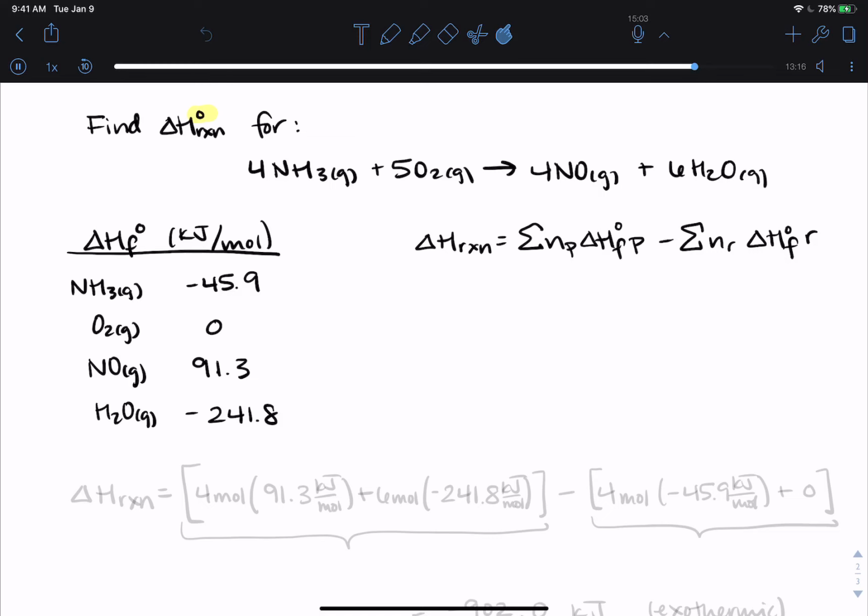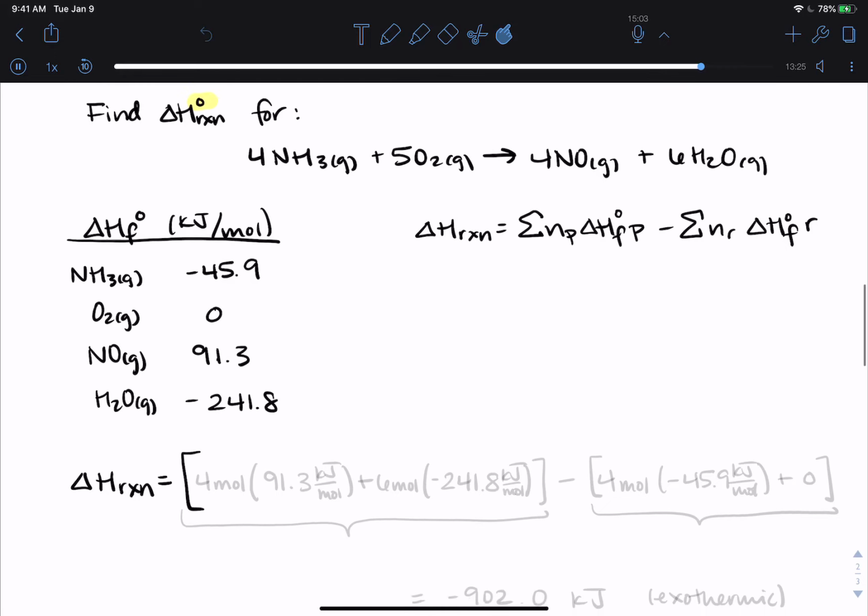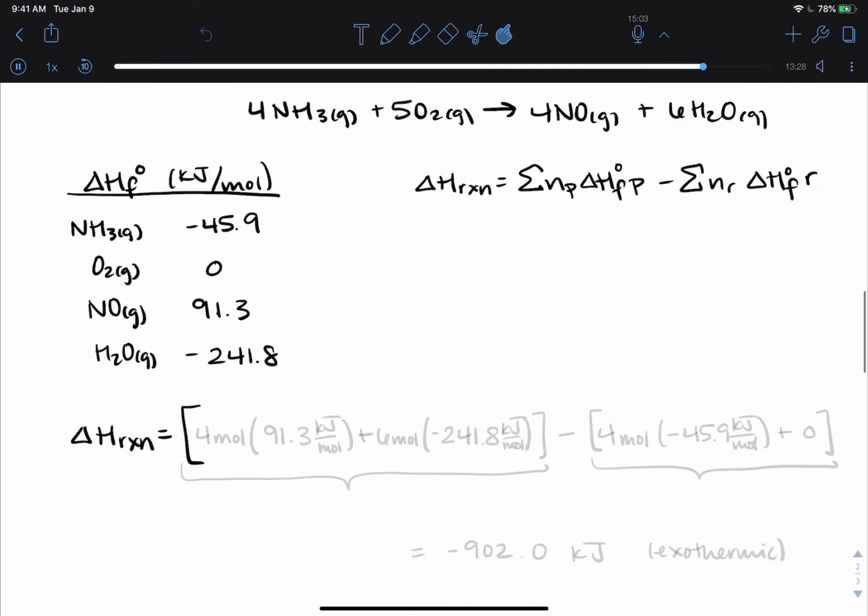So I'm going to jump down, because this is going to be kind of long. Delta H reaction equals, and I recommend always putting brackets so that you don't lose a negative sign somewhere. The products are 4 NOs, that's 4 moles, times the value for NO, which was 91.3 kilojoules per mole, plus, because it's a sum, I'm going to add all the products together. The other product was water, and there are 6 moles of water, times negative 241.8 kilojoules per mole.